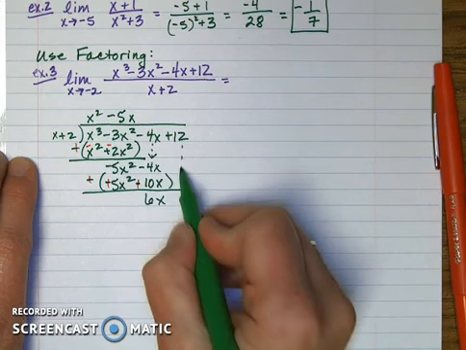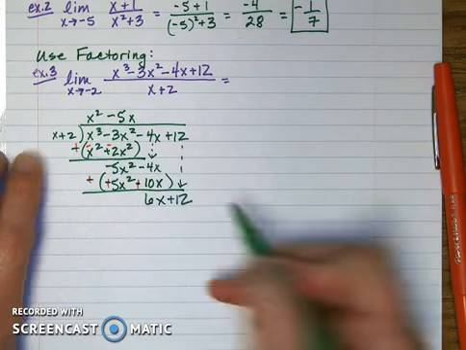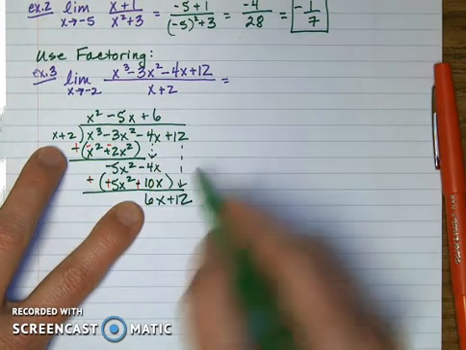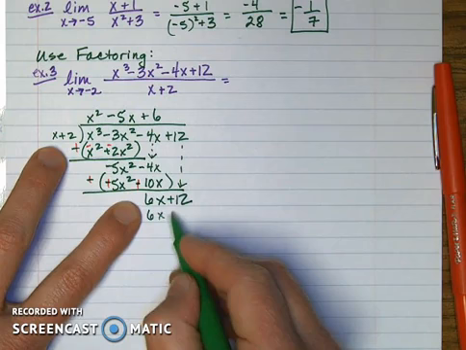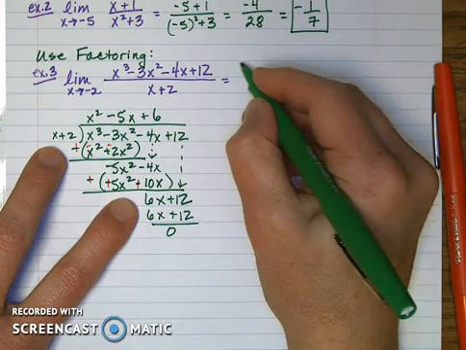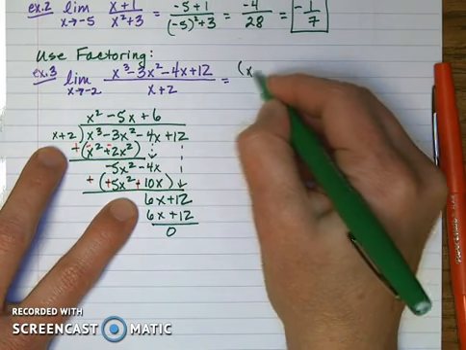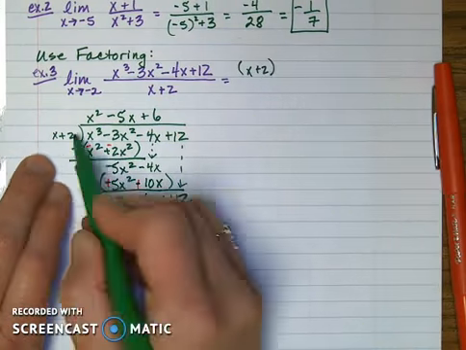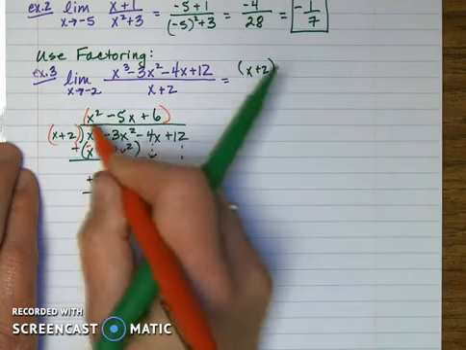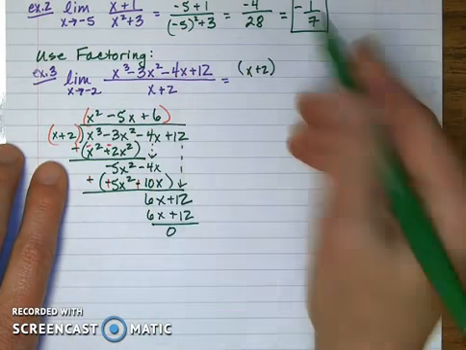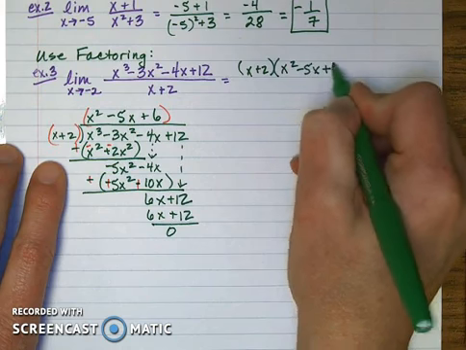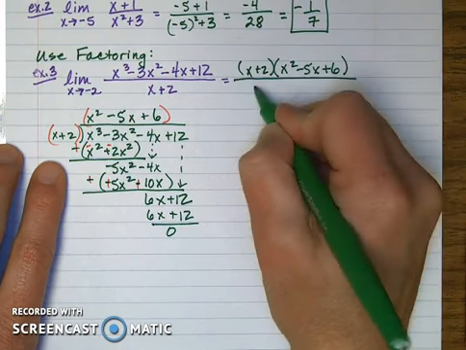Bring down the 12, and look at that. If I multiply that by 6, then I perfectly get 6x plus 12, and I get 0. So I know that I can factor that. I'm going to rewrite this as x plus 2 times x squared minus 5x plus 6, over my x plus 2. Both of these are perfect factors for that polynomial.